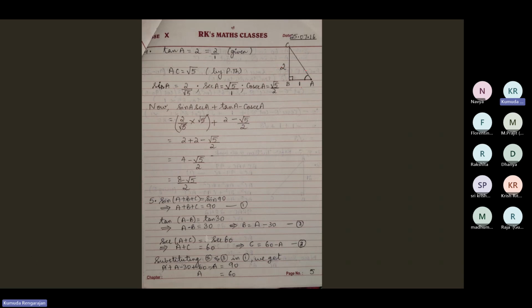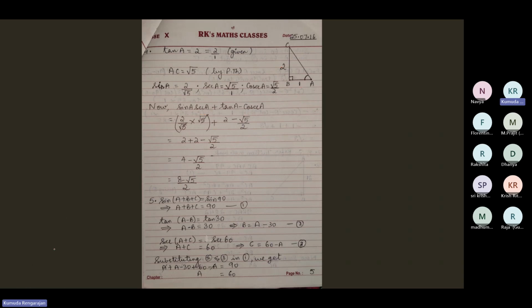So you have 2 and 1 here. You can find the hypotenuse using Pythagoras theorem. It's root 5. And then find all the ratios which are needed to be substituted in the expression: sine A, secant A, tan A, and cosecant A. Find them using the definitions.